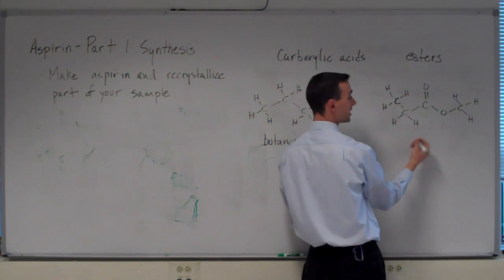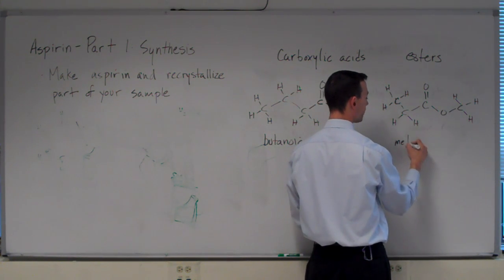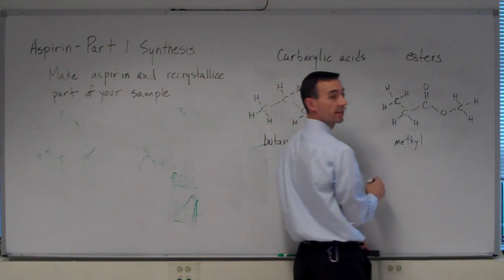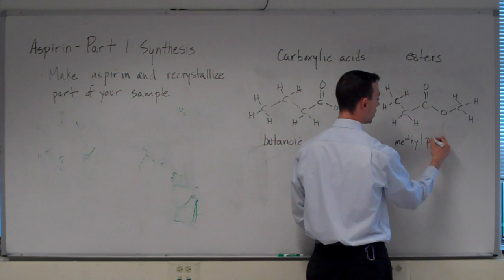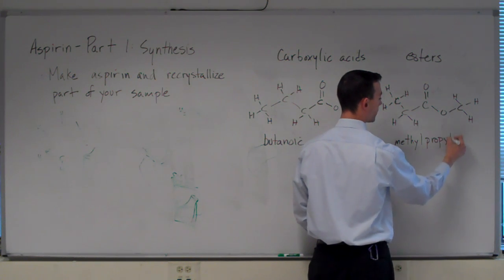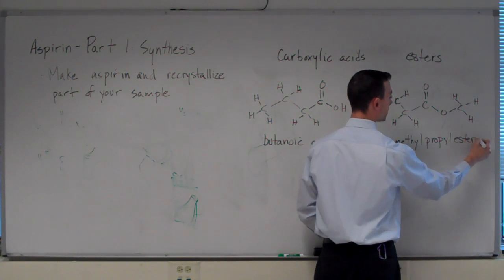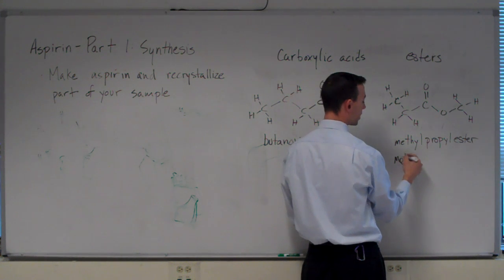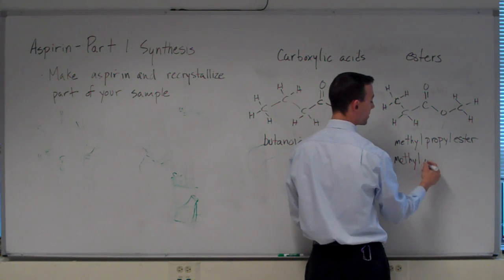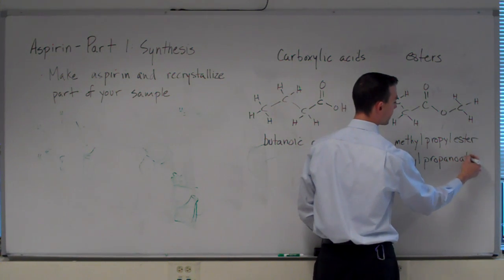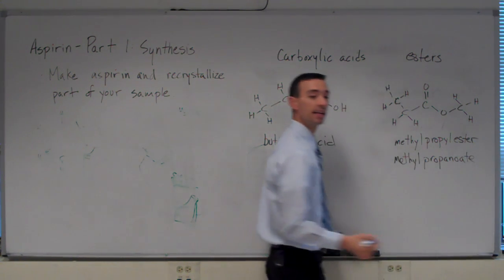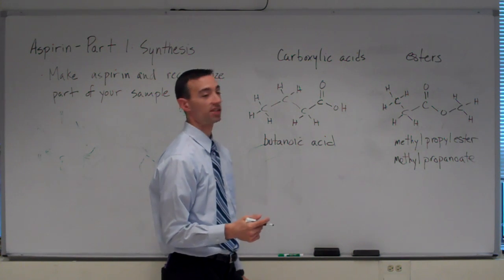So we would call this ester methyl, which is in organic, meaning 1 carbon, and then propyl ester. Or another technique for naming these would be called methyl propanoate. The -oate ending is often used when naming esters.